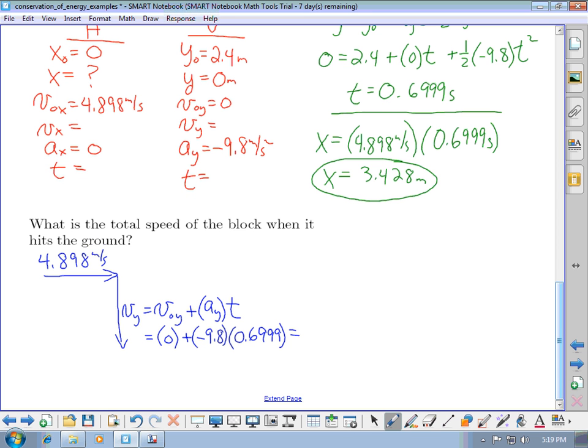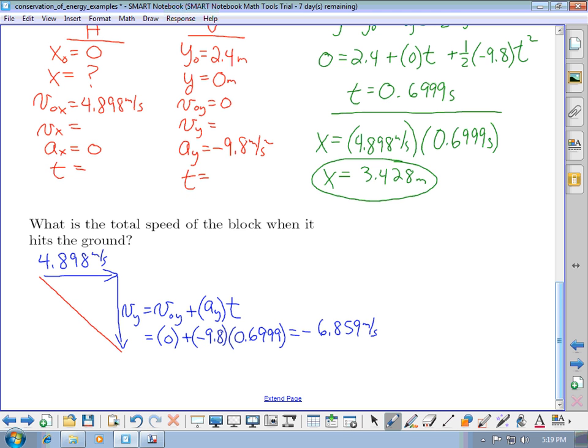So that vertical velocity is negative 6.859 meters per second. The negative sign is just the fact that the velocity is moving downward. I don't need to include that negative sign because I've drawn my arrow pointing downward.